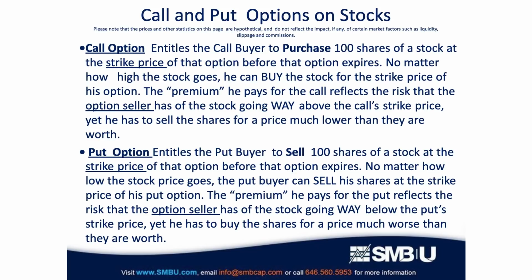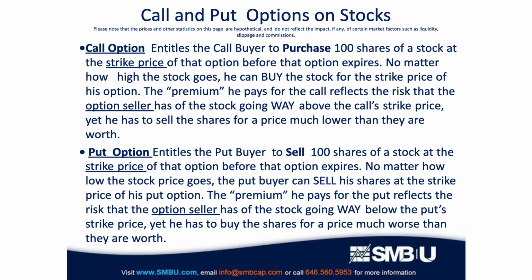What's called a put option, on the other hand, entitles the buyer of that put to sell 100 shares of a stock he owns at the strike price of that put, again, regardless of what price the stock is trading. The buyer of the option pays what's called a premium to the seller of the option, because the seller is taking the risk that the stock will go past the strike price of the option, in which case the buyer can exercise his option.